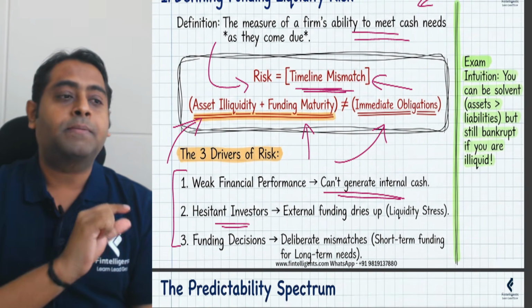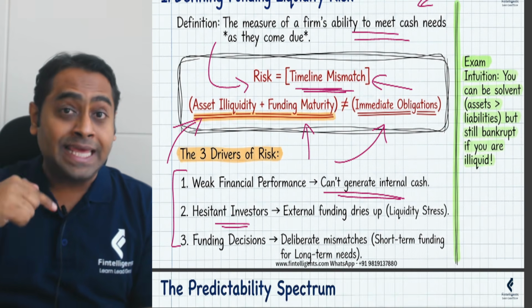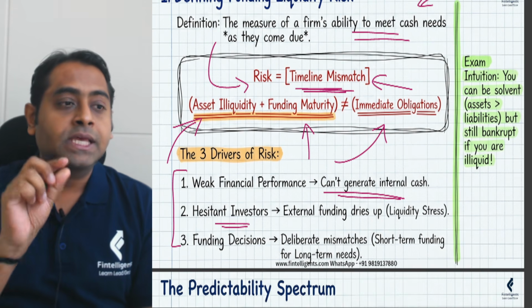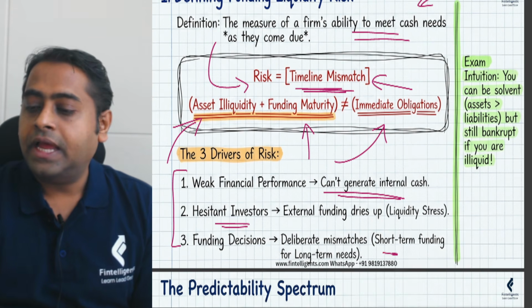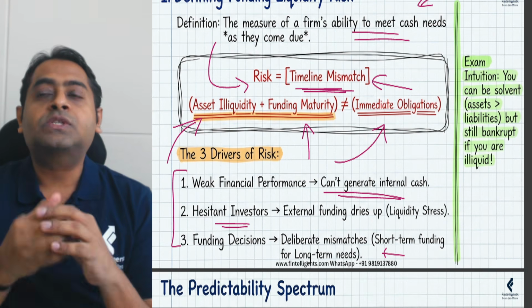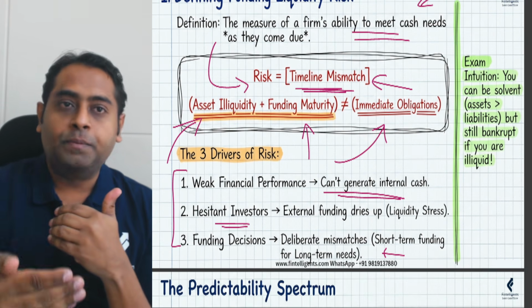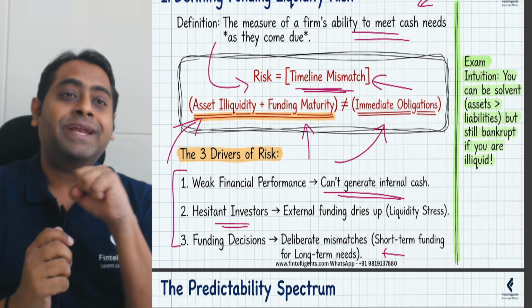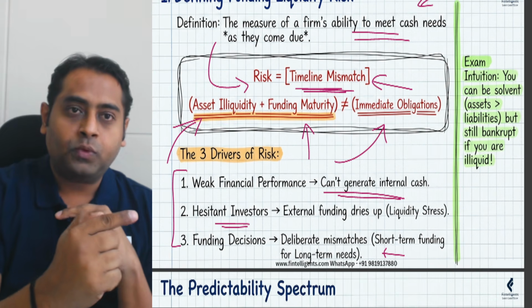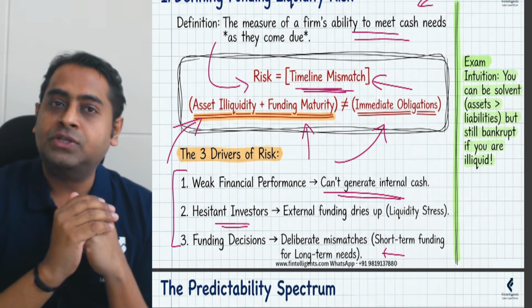Next, and very important: funding decision. I will talk about that in detail in one of the case studies: short-term funding and long-term need. There is a deliberate mismatch, which is also called an asset-liability mismatch. I have raised money for a short period of time and I've used that money to create an asset for a longer period of time. That is the third reason: a funding mismatch, or funding decision mismatch.